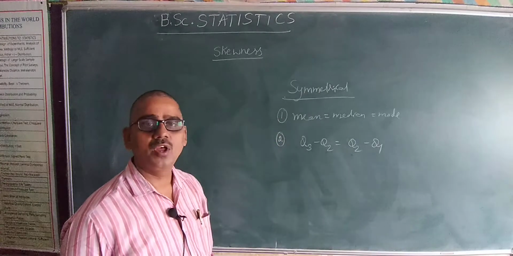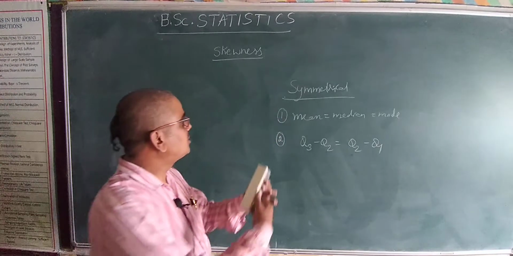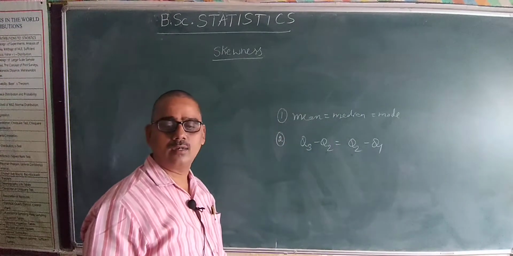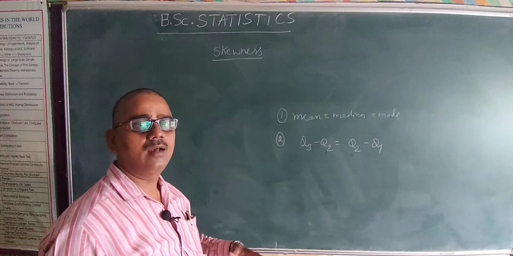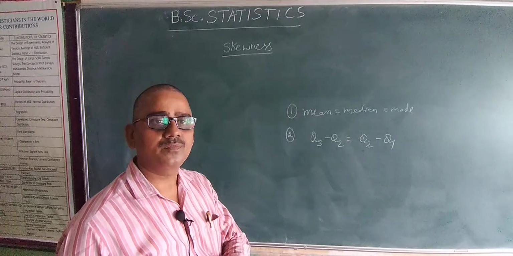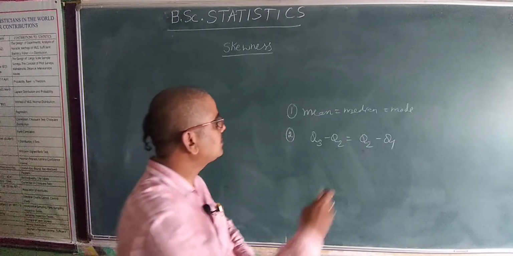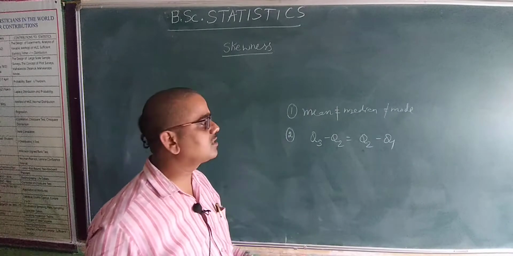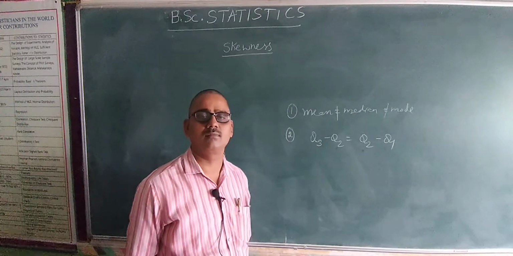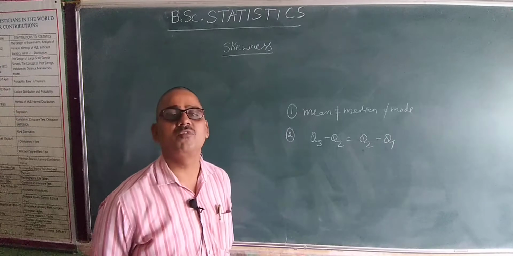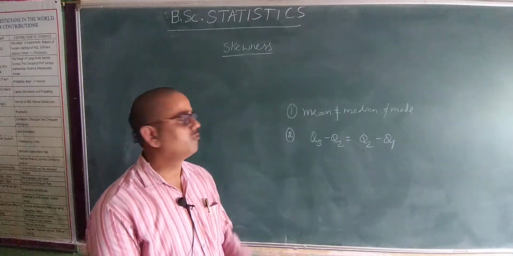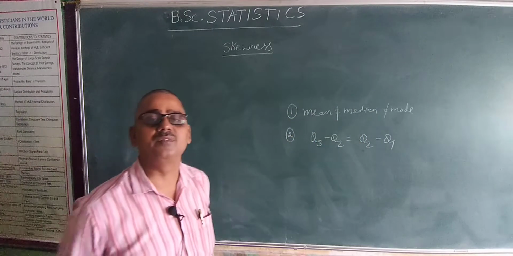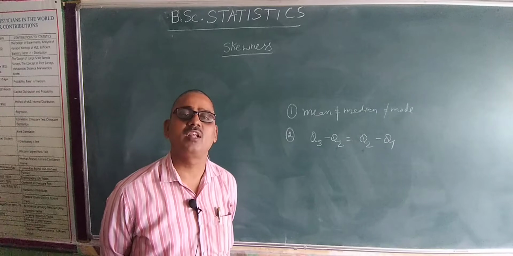First one: if you have skewness in the distribution, then mean is not equal to median is not equal to mode. It may be greater than or less than in particular cases. If you simply specify that mean is not equal to median is not equal to mode, then the distribution is said to be a skewed distribution. That is one definition of skewness.